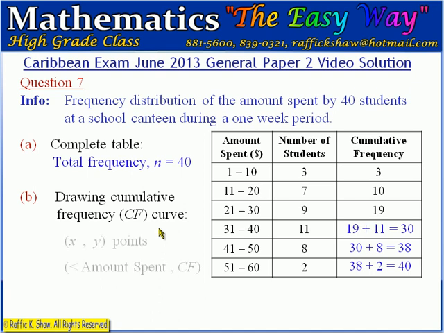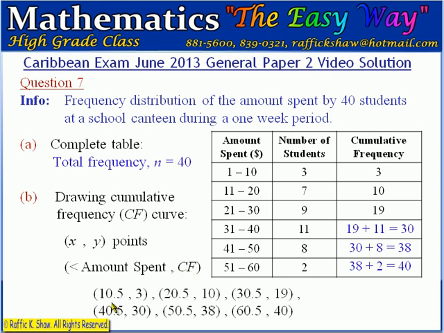And so the points for the graph will be less than amount spent against cumulative frequency. Those are the points that we're plotting on the graph. And so the points that we're plotting are 10.5, which is the upper boundary value, against this cumulative frequency, because 3 students would have spent less than $10.5. And then we'll also be plotting 20.5, which would be the upper boundary for this group, against 10, because 10 students would have spent less than $20.5.